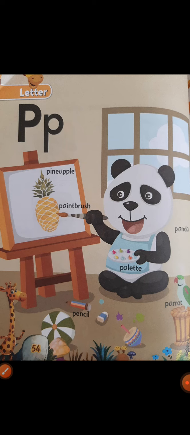Understood? Okay. So homework is what? Reading. All the A to P letters and words, you have to learn them and you have to read them.